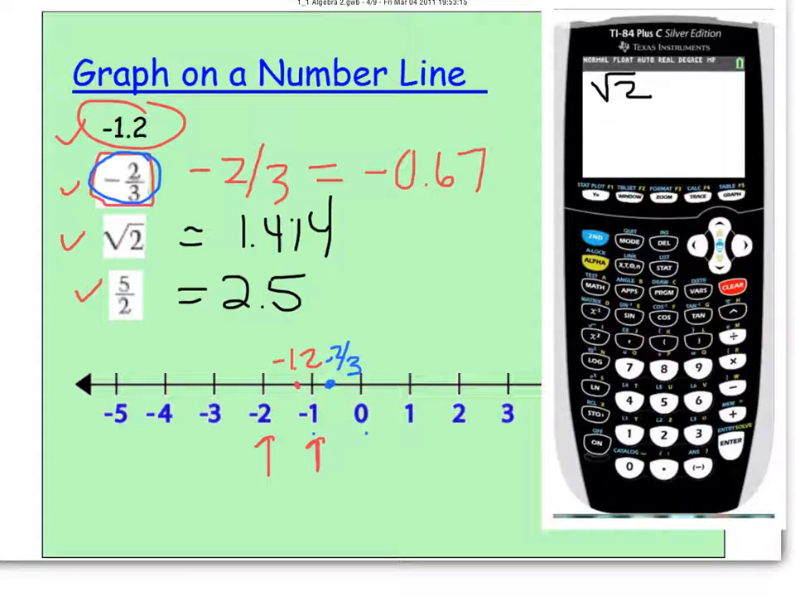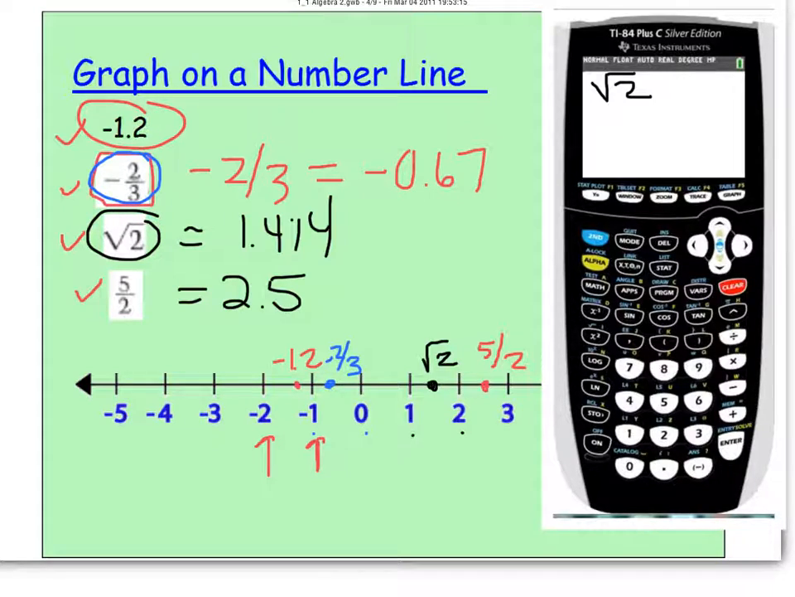Now to type the square root of 2, that's about 1.4. It's going to be in between 1 and 2. It's about right here. And I'm going to label it as the square root of 2. The last is 5/2, which is the number 2.5. 2.5 is right here. And again, I'm going to put 5/2 on the actual number line.